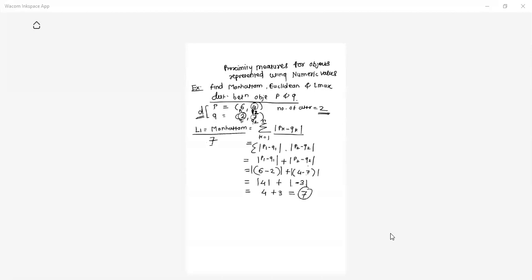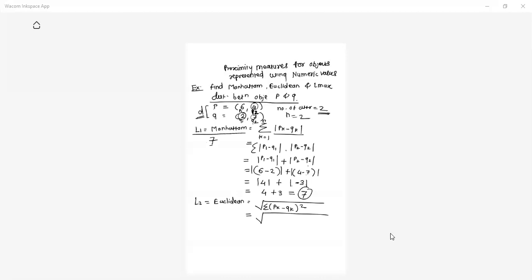Now next we can see the distance between these two objects using the L2 norm, which is also called the Euclidean distance. What is my equation of the Euclidean distance method? Square root of the summation of pk minus qk, squared. Here we have to take the summation over all the n attributes, so n is nothing but 2 here.